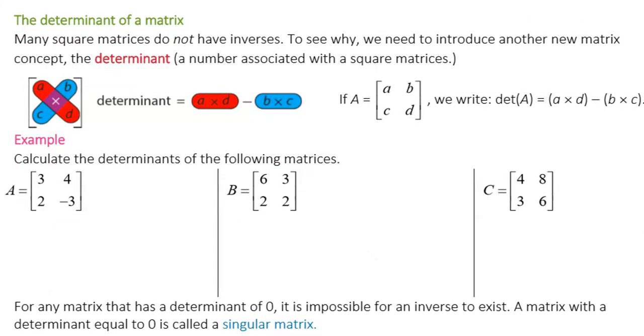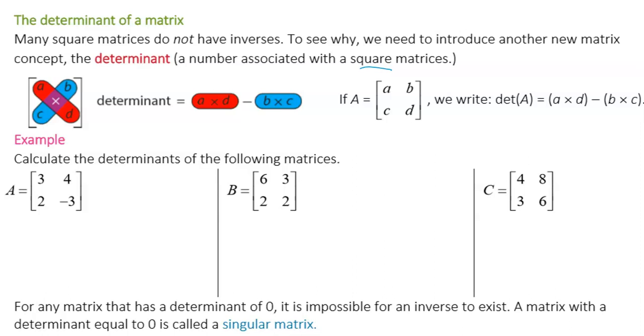Alright, so now we have the determinant of a matrix. This determines whether or not an inverse does exist for a matrix. So many square matrices do not have inverses. To see why, we need to introduce another new matrix concept, and this is called the determinant. Okay, and this is a number associated with a square matrix, so it has to be a square matrix. To find the determinant, we're going to multiply along the leading diagonal, so here pictured in red. So A multiplied by D, and then we subtract B multiplied by C, and that gives us the determinant.